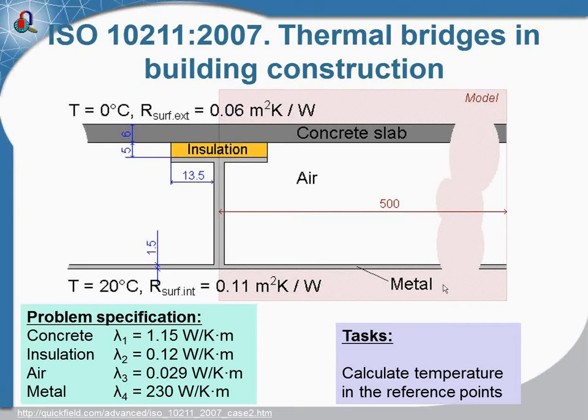The bottom surface is in contact with the warm air inside the building, and the air temperature is 20 degrees Celsius, and the top surface is in contact with the cold air with the temperature of 0 degrees Celsius, and the surface thermal resistance is specified.